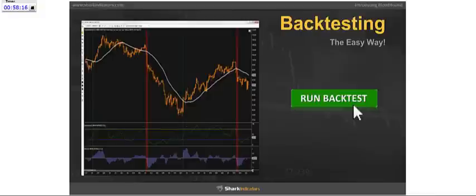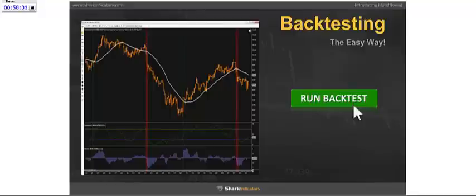And this type of system can be built in a matter of a few minutes, and all you have to do is run a backtest. You just click the button and run the backtest within the platform NinjaTrader, which our product has been designed for. And we're going to show you how to do that in just a moment.